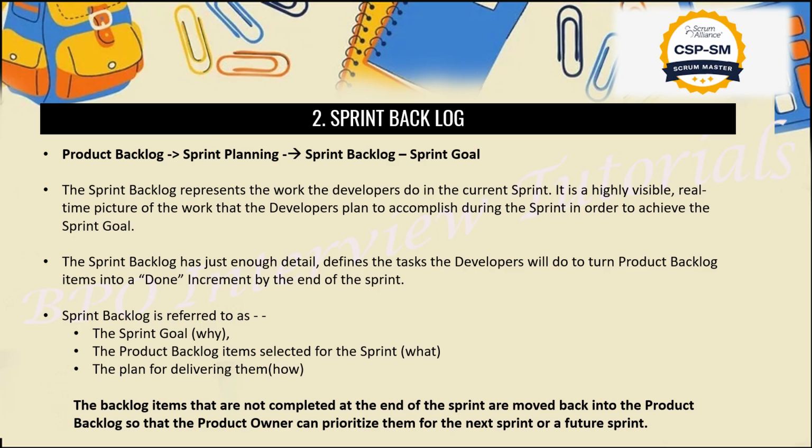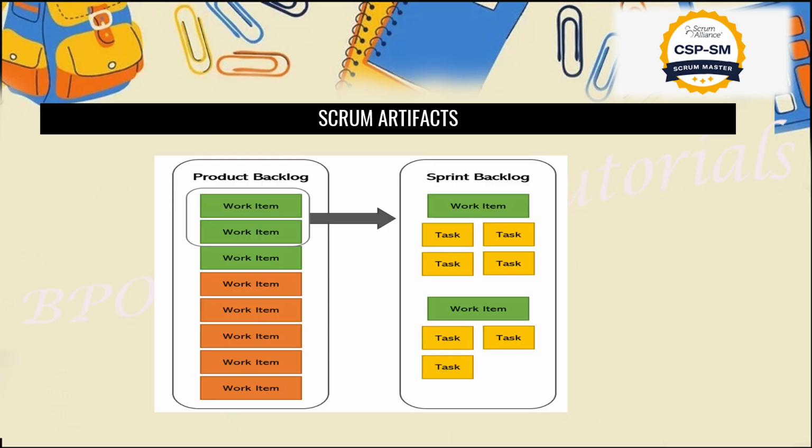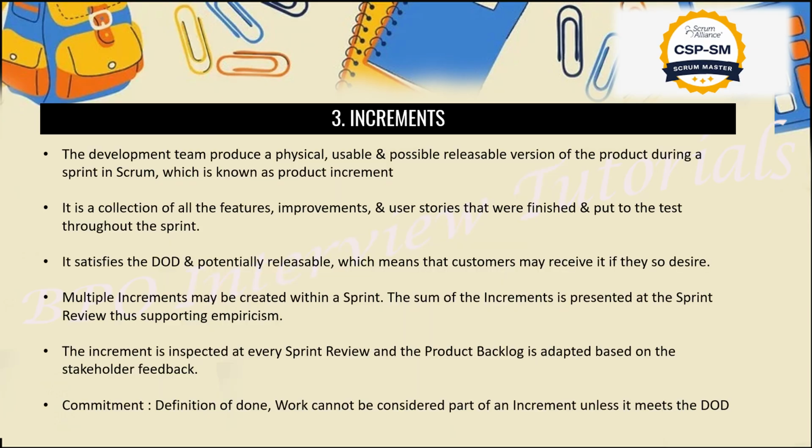So this is all known as sprint backlog. Next, what we have understood so far is that in the product backlog we will pick some sprint and start our sprint backlog, and we will complete our sprint, we will have a sprint review, then we will move to the increment. Let's move to the increment.